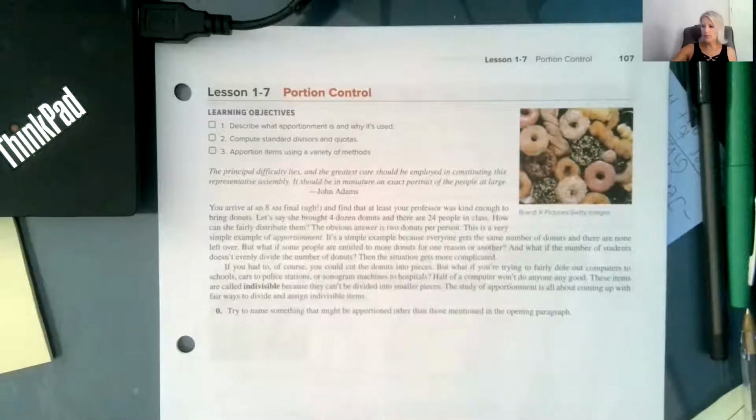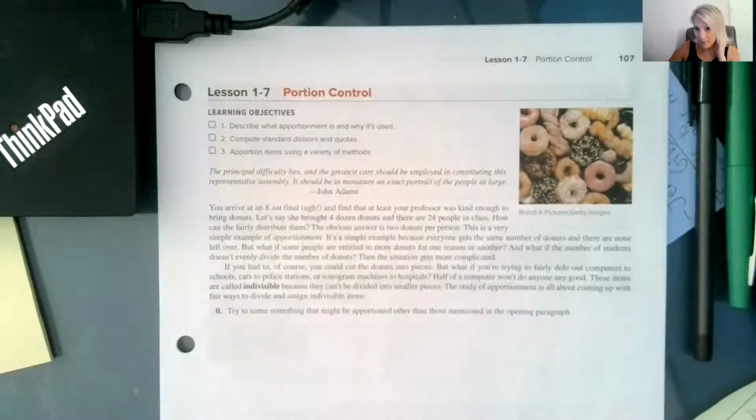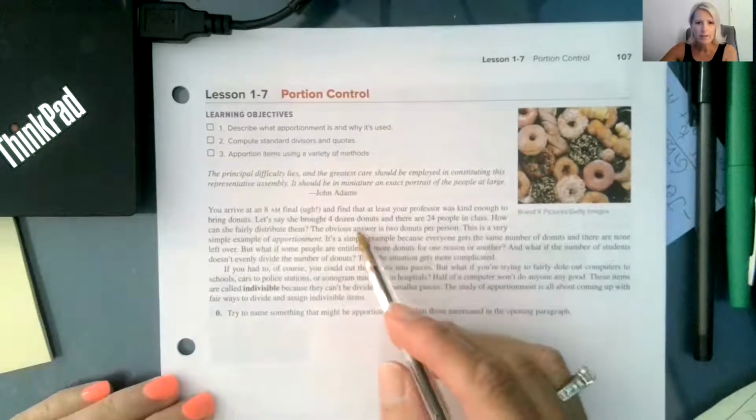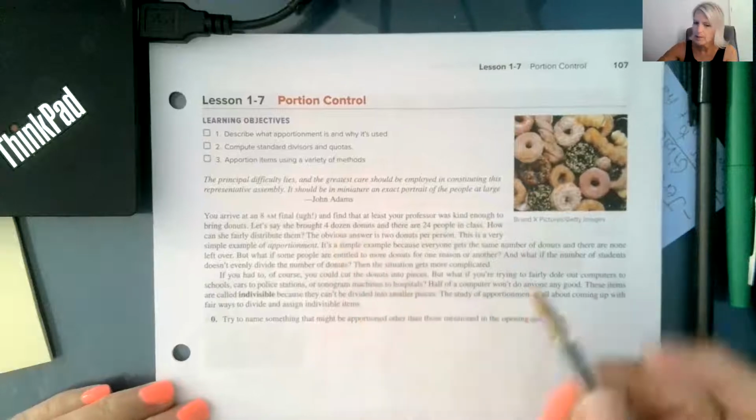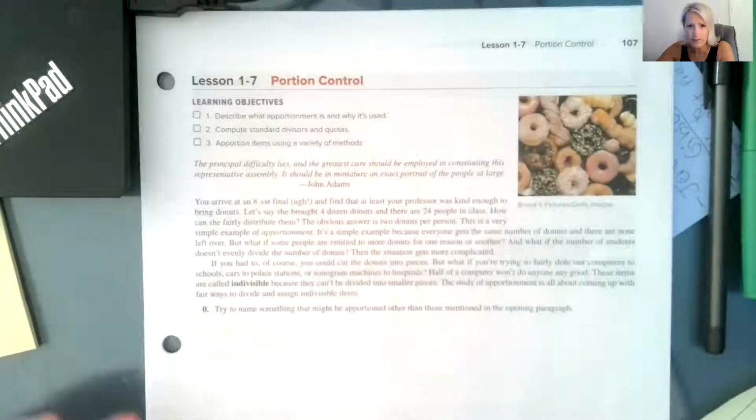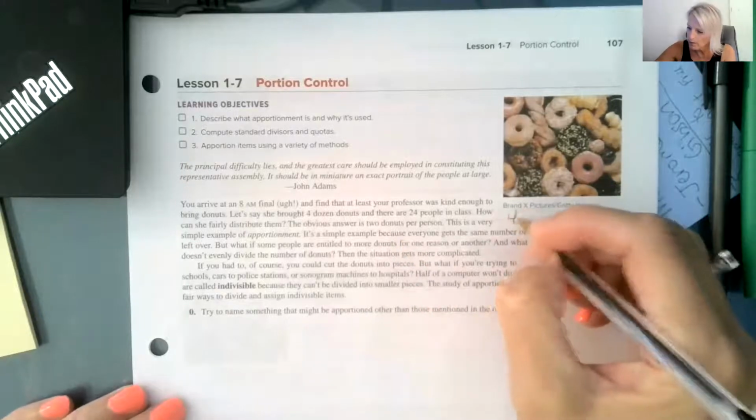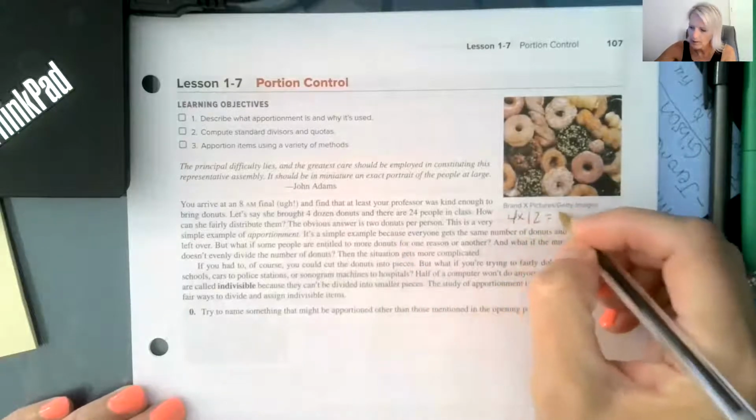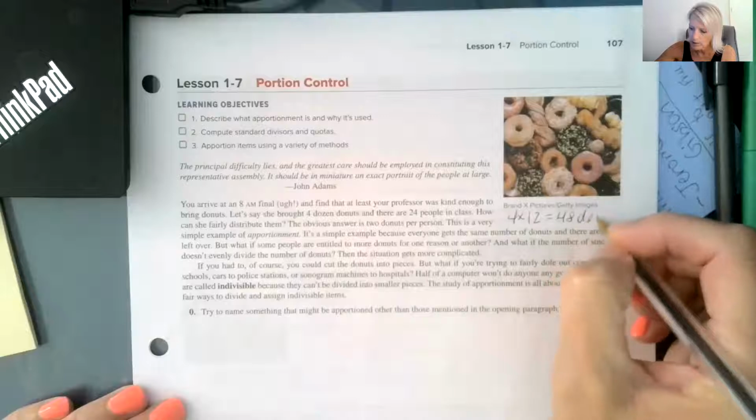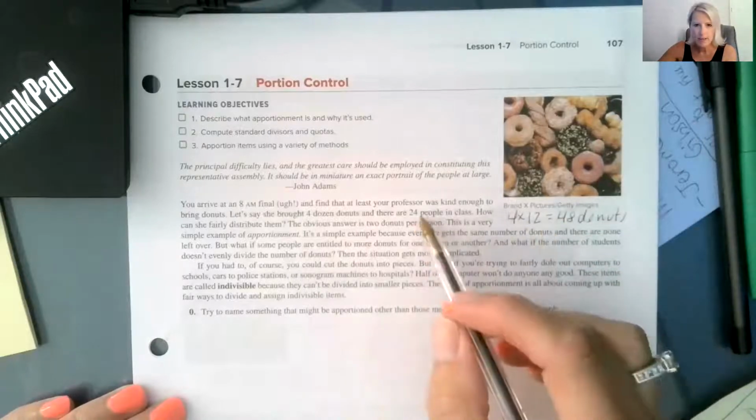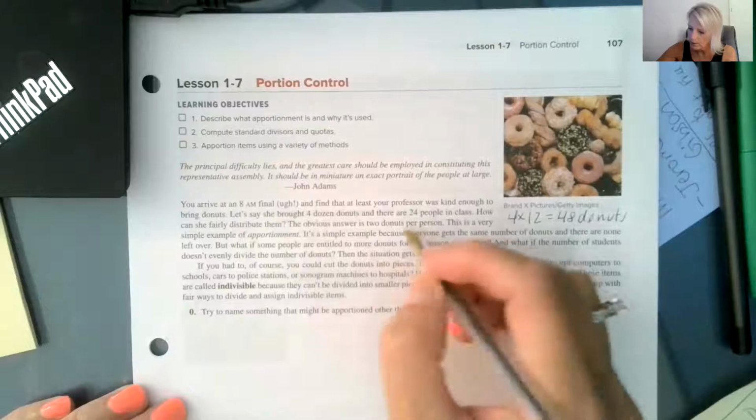Just kind of summarize what's going on here. So let's say Mrs. Main decided to bring in some donuts to our class, and there's 24 people, including Mrs. Main, of course, in the course, and I brought in 4 dozen donuts. So how could I fairly share out those donuts with everyone? So I have to know how many donuts total. So that 4 dozen, there's 12 donuts in a dozen. So I have 48 donuts to share. So it looks like with the 24 people, we can each have 2 donuts per person.